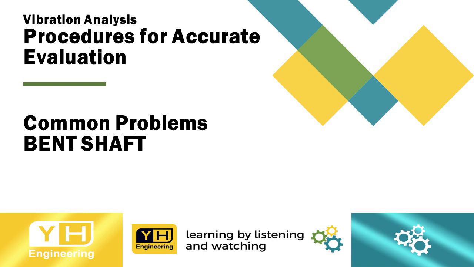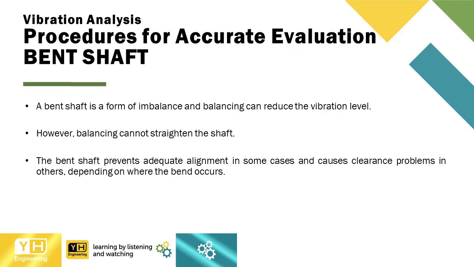Vibration analysis. Procedures for accurate evaluation of machinery condition. Common problems. Bent shaft. A bent shaft is a form of imbalance, and balancing can reduce the vibration level. However, balancing cannot straighten the shaft.